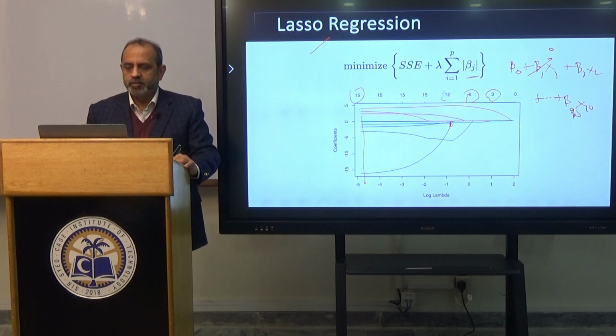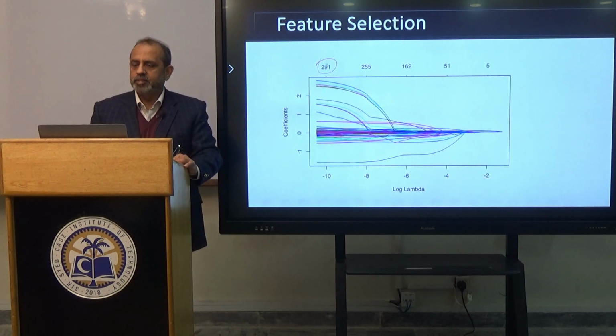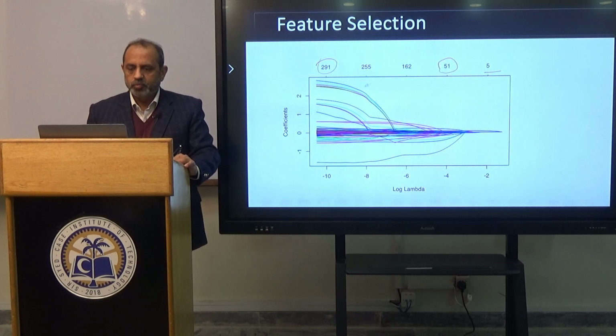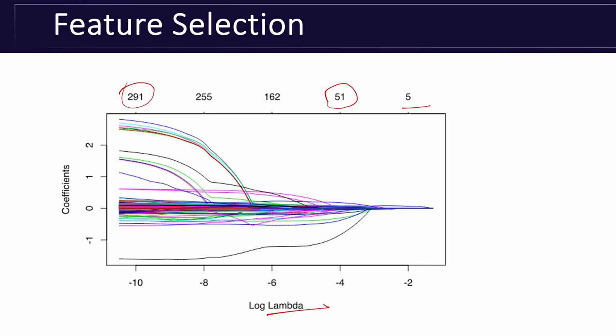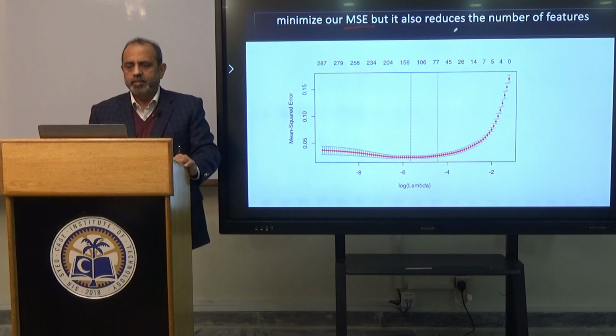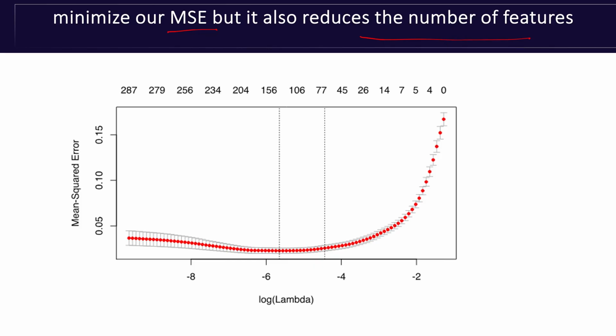Here you have 6 features. Here you are left with 12 features. Similarly, here you started with 291 features, but here you have only 51 features and 5 features. So you also can do feature selection by using this particular regularization, which really helps. Here you are minimizing the mean square error, but at the same time reducing the number of features. And this is how it shows how the value of lambda is helping you to find the minimum features and the minimum error.